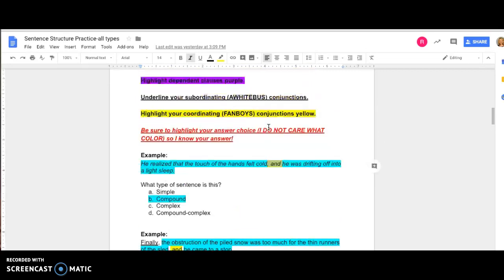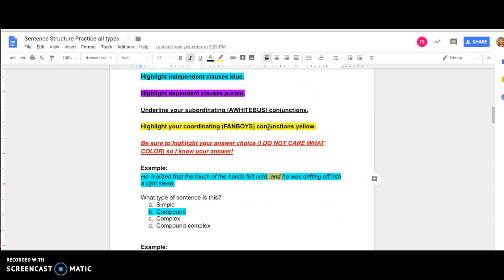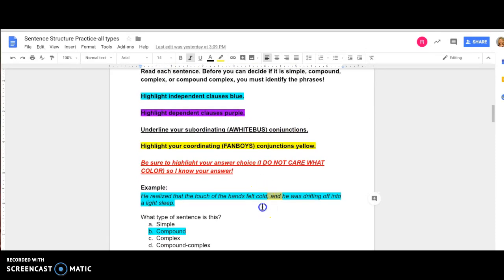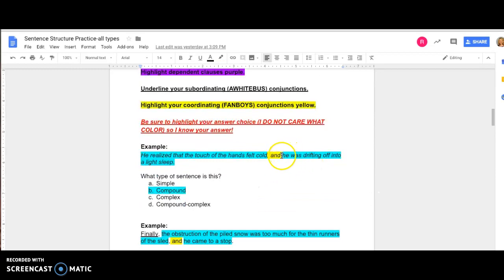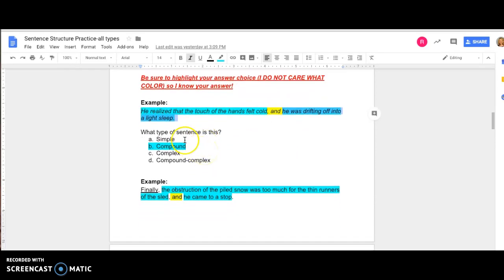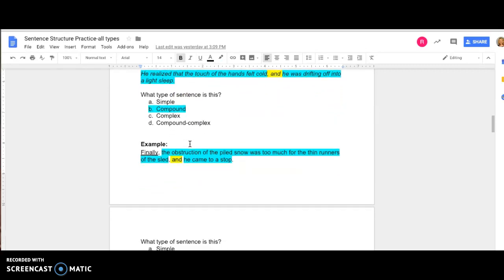So I'm going to highlight that yellow because if I forget what I need to highlight, I can always go back to my instructions and look. He was drifting off into a light sleep. That is an independent clause. So when you know your parts of the sentence, that means you can highlight your answer choice. So my formula here is I plus I. That means your answer is B, compound.